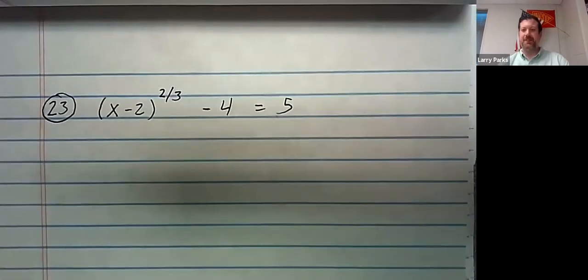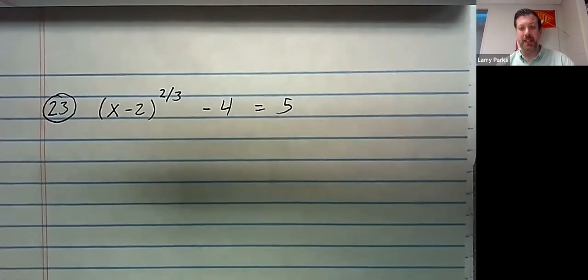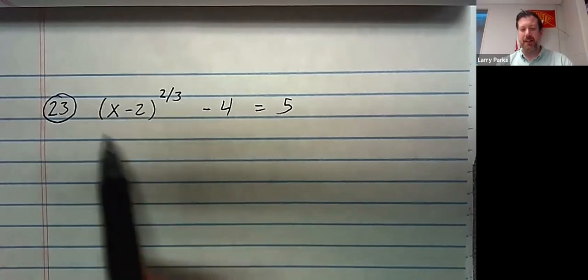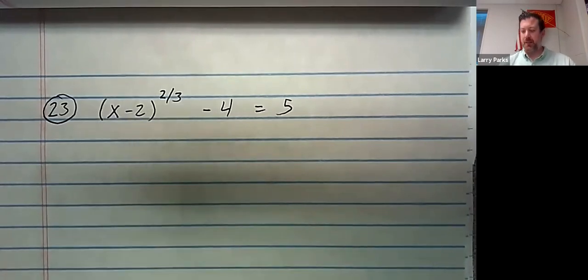All right. Good morning. I thought I would spend a second going over problem number 23. It looks a little bit different, but it's pretty much the same thing. Step number one, you need to isolate the power. So to isolate the power, I'm going to add 4 to both sides.